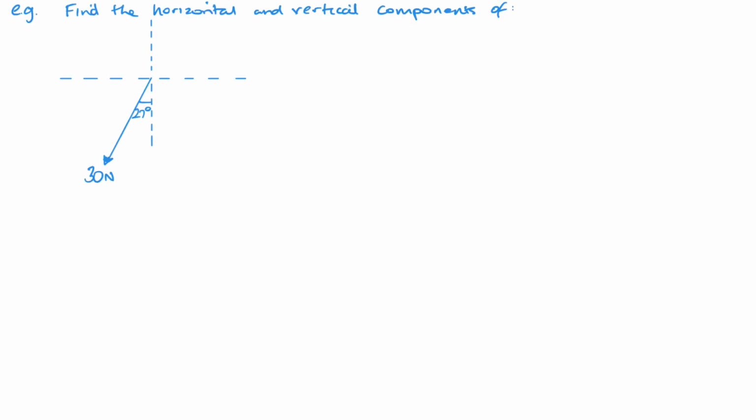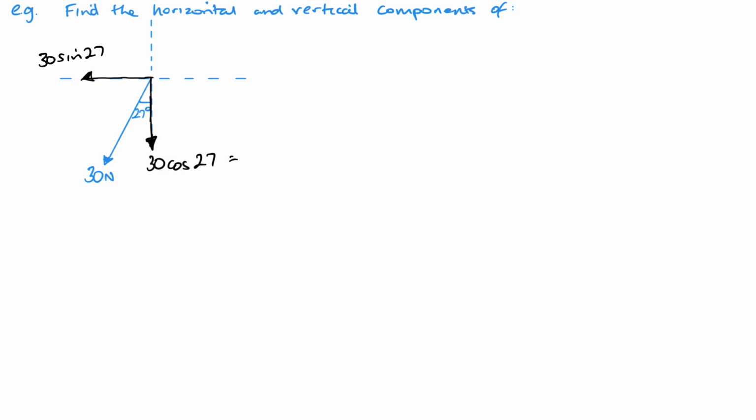So let's look at our first example with some values. I want to resolve this into its horizontal and vertical components. Its horizontal component is going to be going to the left, and its vertical component is going to be going straight down. So this is going to be 30 cos 27, because there's my force of 30, and this is my angle, 27 degrees. That means my other one is 30 sine 27, and I can work out those as numerical values.